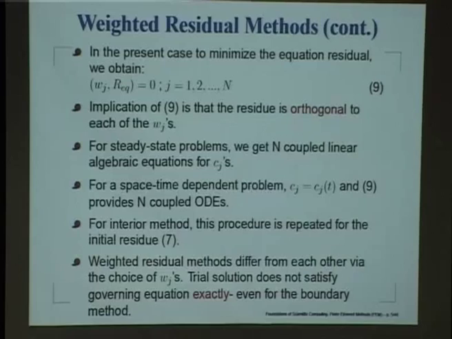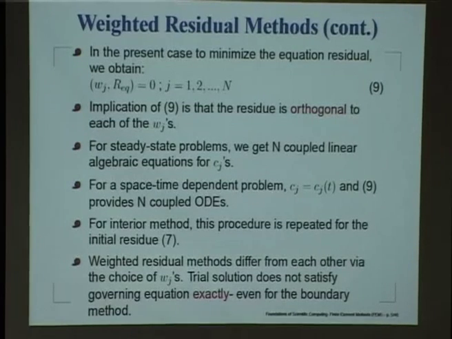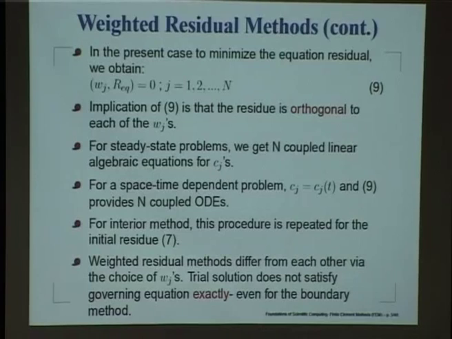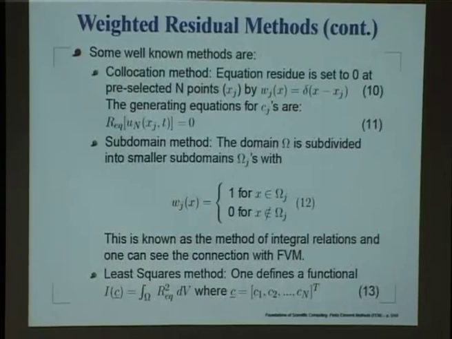Now, as I told you, we will have a whole range of weighted residual methods, and each one will differ from the other by the type of choice that we exercise in picking up these Wj's. We'll talk about it shortly. However, we must note that the trial solutions would not satisfy the governing equations exactly, even for the boundary method, and that's why this R of Eq is non-zero. So let's now move over and look at some of the generic classes of methods that are used.